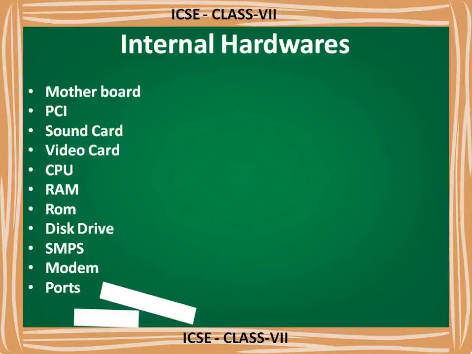Next hardware is the video card. The video card is an expansion card that is used to generate the video output to a display screen such as a monitor, TV or projector. If you are getting output on a monitor, projector or TV, that is because of the video card. If you do not have the video card, it is not possible to get output on those devices. It is also known as the graphics card.